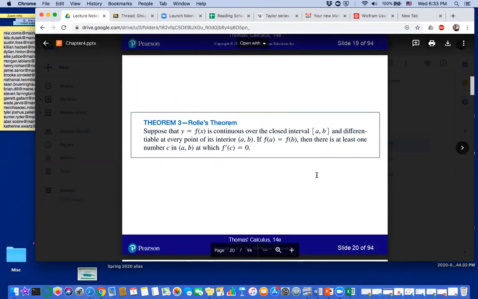Rolle's theorem. Okay, here we are. So this is the statement of the theorem.